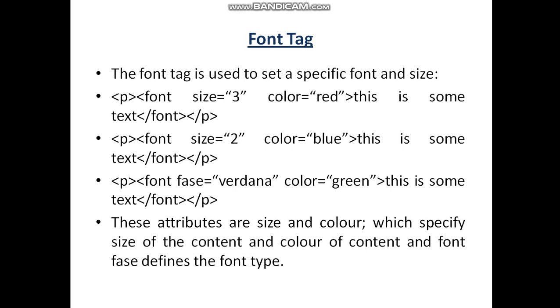First take a p tag, next font. Here size equal to 3. This is the size of our font. Next is color equal to, in inverted commas, red, which indicates the font color for a particular sentence. This is some text, end of font, end of p. So the style of font size and color is closed in here.